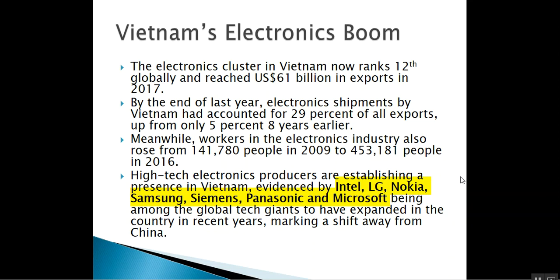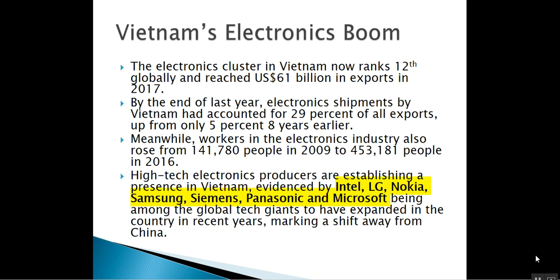29% of all exports from Vietnam are electronics. Just 8 years ago, there was only 5% of the amount of electronics. Meanwhile, as far as job opportunities, over 450,000 people work in the field of electronics, up from 141,000 just 7 years ago.